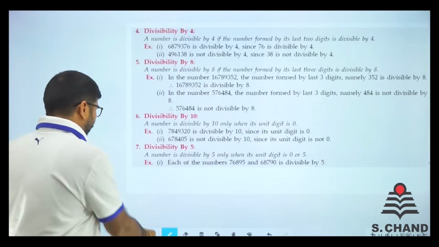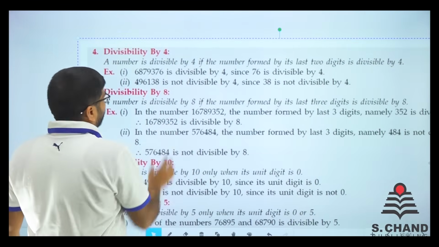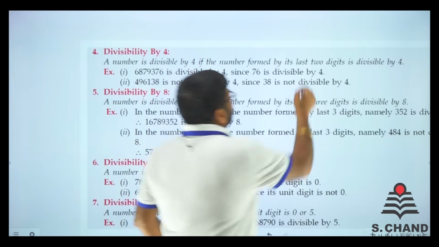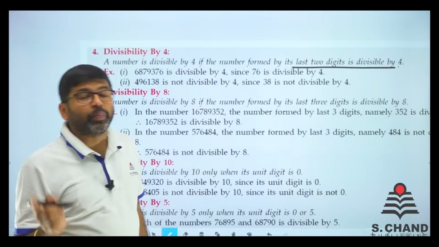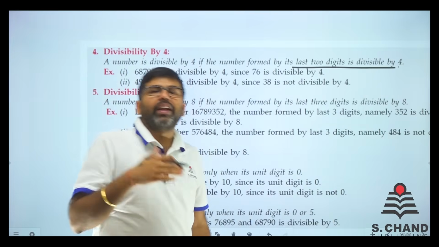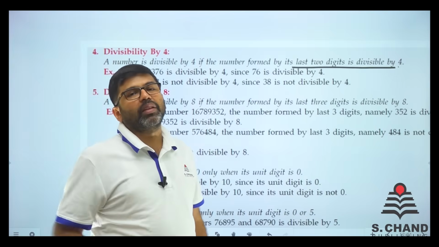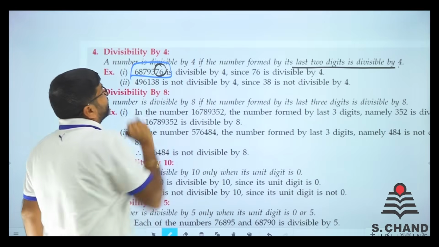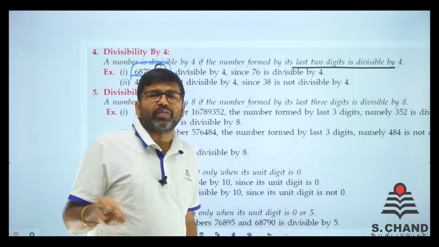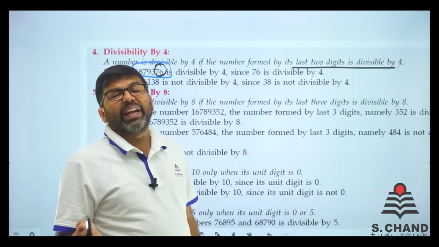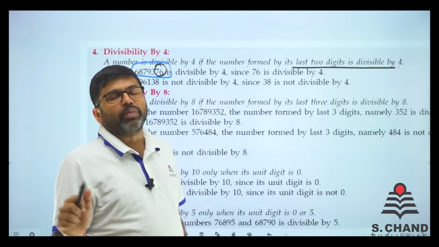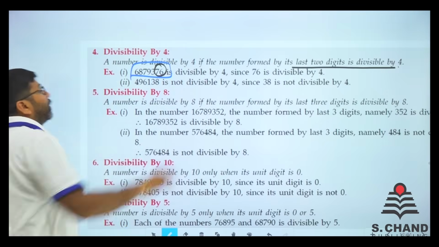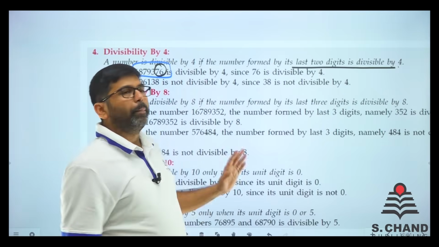Now we have divisibility by 4. So what to do? A number will be divisible by 4 if the last two digits, means the digits at the ones place and tens place, are divisible by 4. Say for example, in this whole number, I just need to check whether 76 is divisible by 4 or not. So 76 we can do it easily, because 76 plus 4 is 80. So if adding 4 is divisible, then 76 is also divisible. If 76 is divisible, the whole big number will always be divisible by 4.